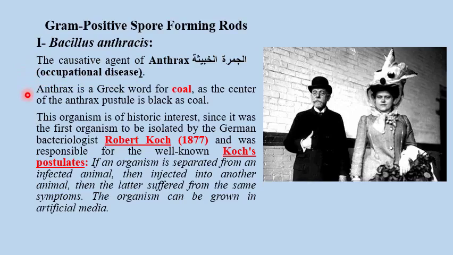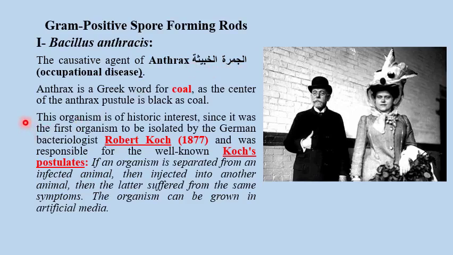Anthrax is a Greek word for coal. Coal اللي هو إيه؟ الفحم. يبقى ليه؟ Because the center of the anthrax pustule اللون بتاعه بيبقى black زي لون الكول, like the color of the coal. وحتى كلمة الجمرة الخبيثة، الجمرة اللي هي إيه؟ اللي هي الكول المشتعل اللي هو الفحمة المشتعلة دي بنسميها الجمرة. ومن هنا جت برضو التسمية الجمرة الخبيثة.